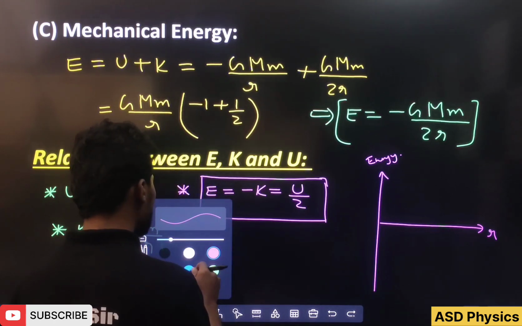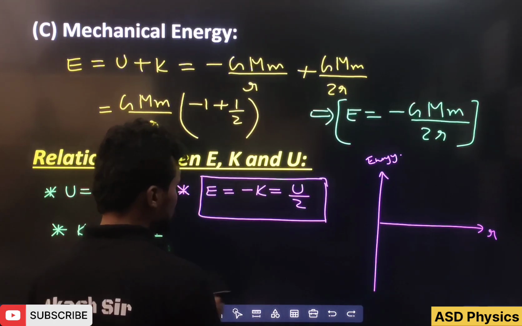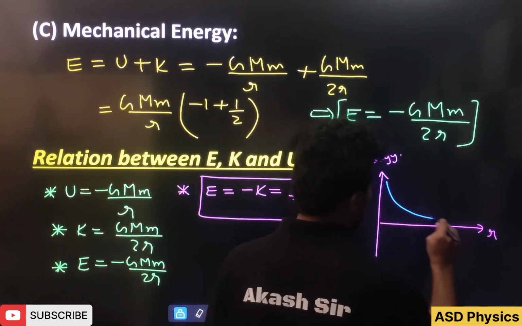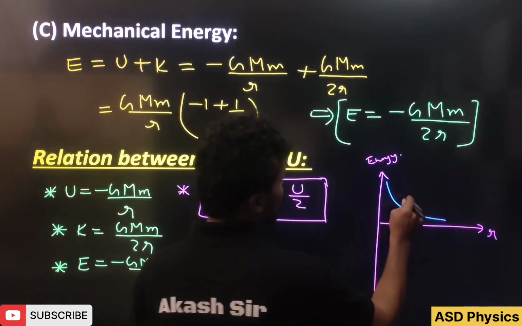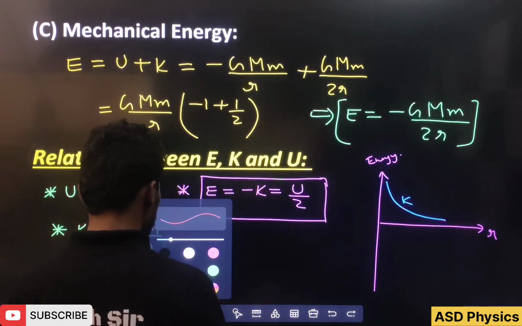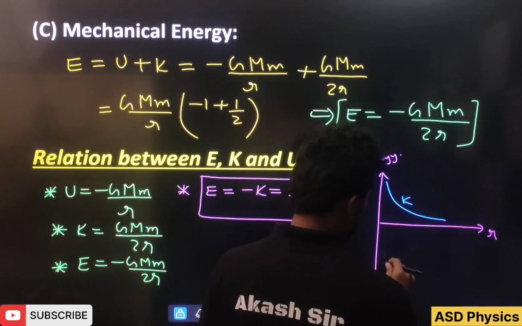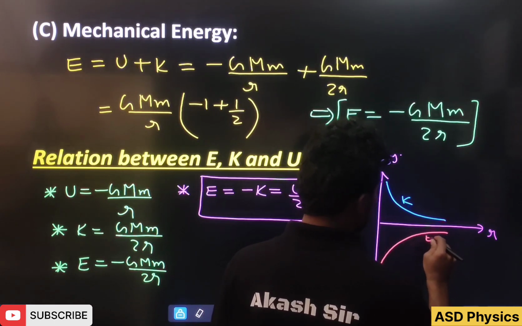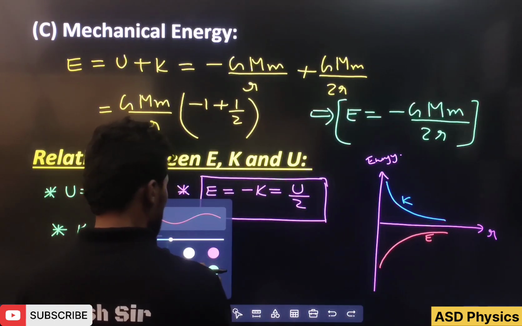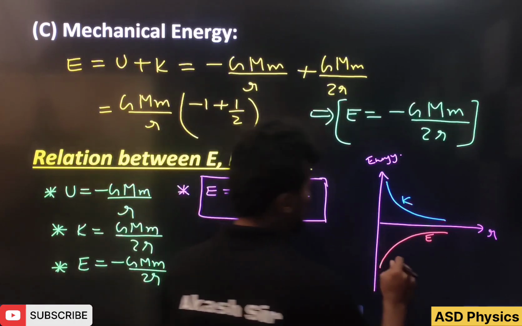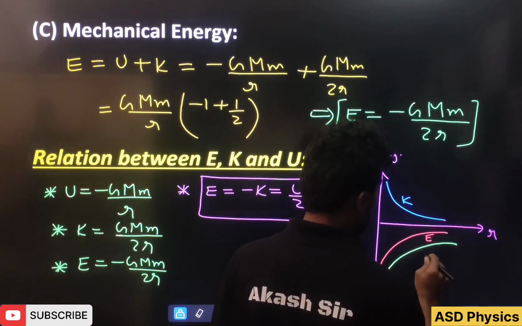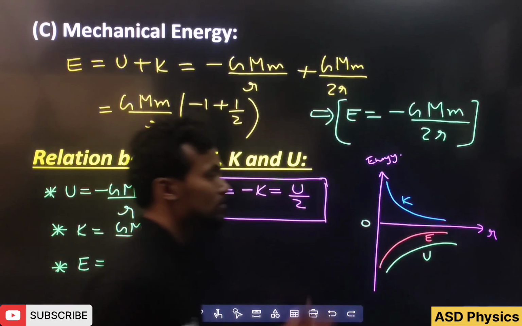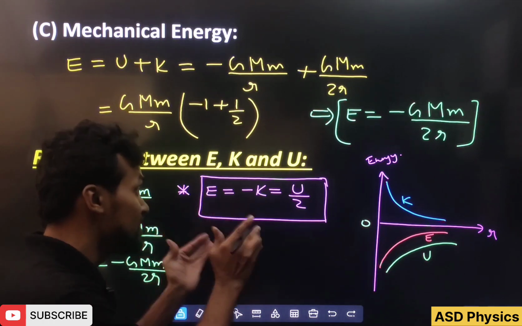So if I will draw here the kinetic energy graph, the kinetic energy graph will be something like this, always positive. Okay, this is the kinetic energy. After that, if I talk about the total energy graph, the total energy graph will be like this, E, negative. And after that, if I talk about the potential energy, the potential energy graph will be like this. Okay, so you have to remember this. Sometimes in the exam they may ask this graph also.